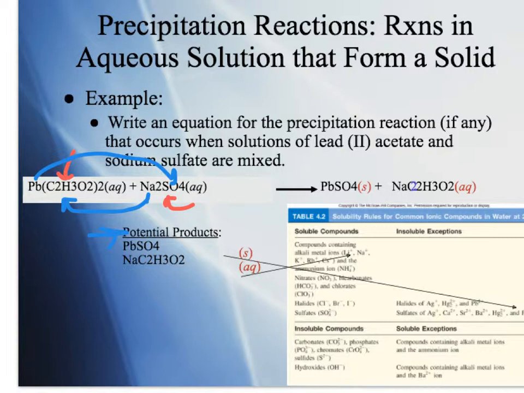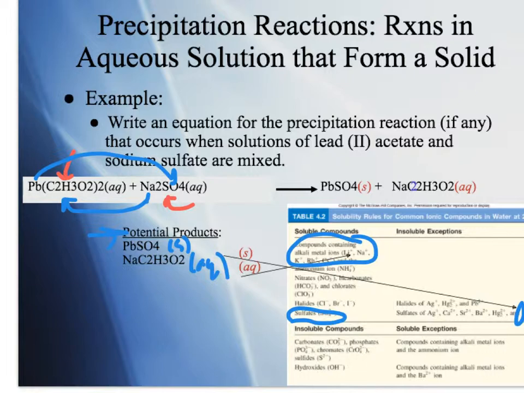So again, we have to look at our solubility chart. Sulfates are generally soluble except if they're hooked up with lead. Okay, so this guy is going to be solid. So we are going to have a solid in this reaction. Now let's take a look if we're going to have two solids. Sodium acetate is part of the alkali metals, and so they are always going to be soluble. And so this guy is going to be AQ.